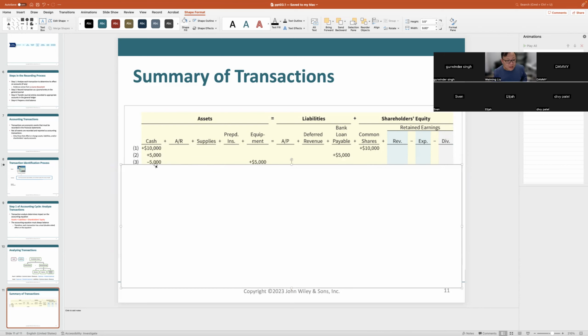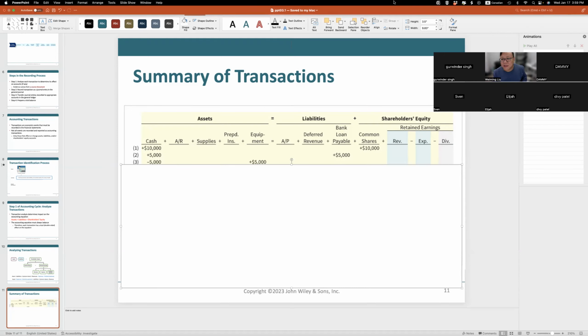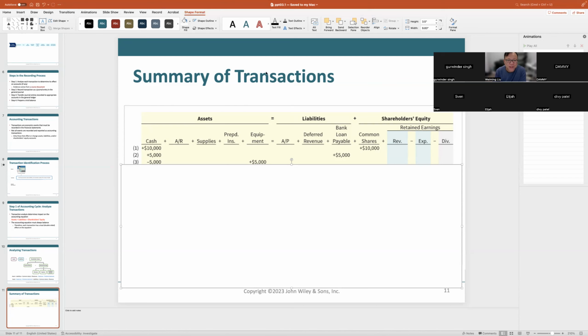So your cash decreased 5,000. Your equipment increased 5,000. What happened? Purchased equipment using cash. Bought equipment. Very good. Awesome. You guys are very smart. Good job. So you purchased the equipment. That cost is $5,000. Debit equipment, credit cash. Very good. Next one.